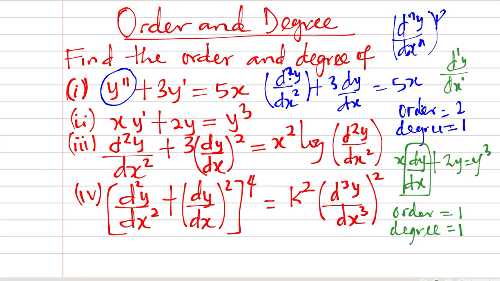Now let's look at our third question. Let's use black for that. Here we have d square y over dx square plus d cube y plus 3 dy dx equal to x square log d square y over dx square. Now you may be quick. You may want to quickly choose and say, okay, this is the highest power 2. The other is 2. The degree is 1. You see, if you just look at that, you will miss it. Are you following? You will miss it.